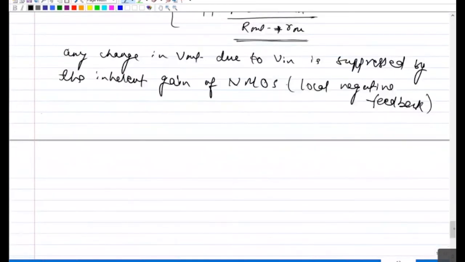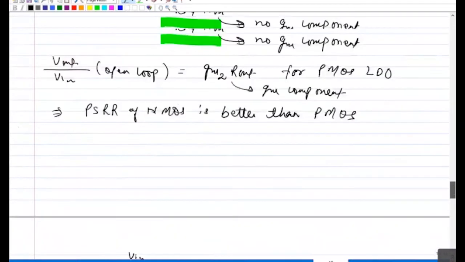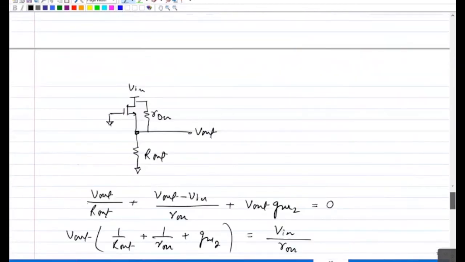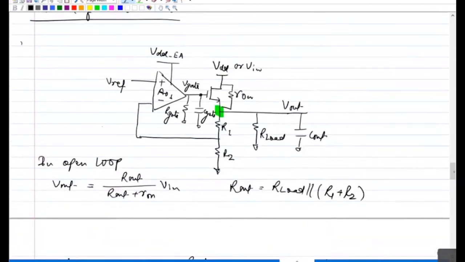And what will be the max when you hit around UGB? So what will happen? Can anybody tell? By GM2, right? No. What will be the DC PSRR in this case? In the open loop, you already calculated how much suppression you are getting. And when you close the loop, what will be the PSRR?